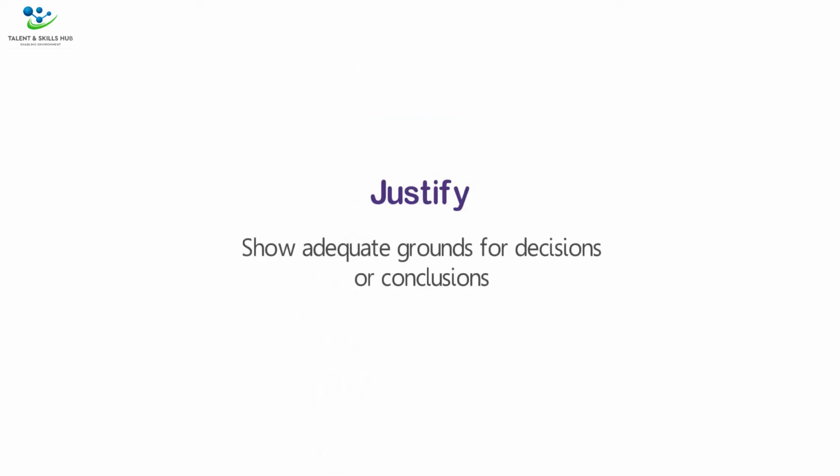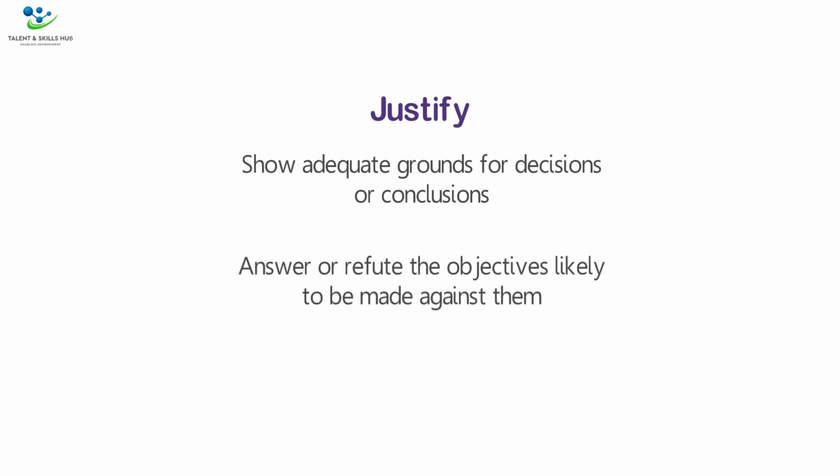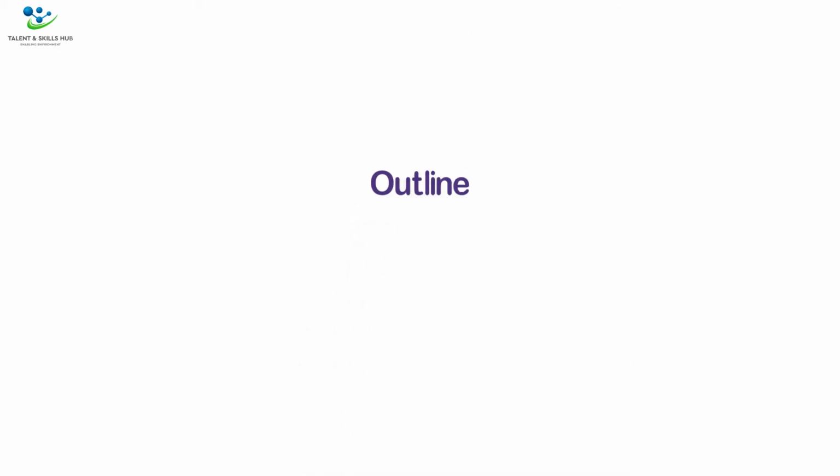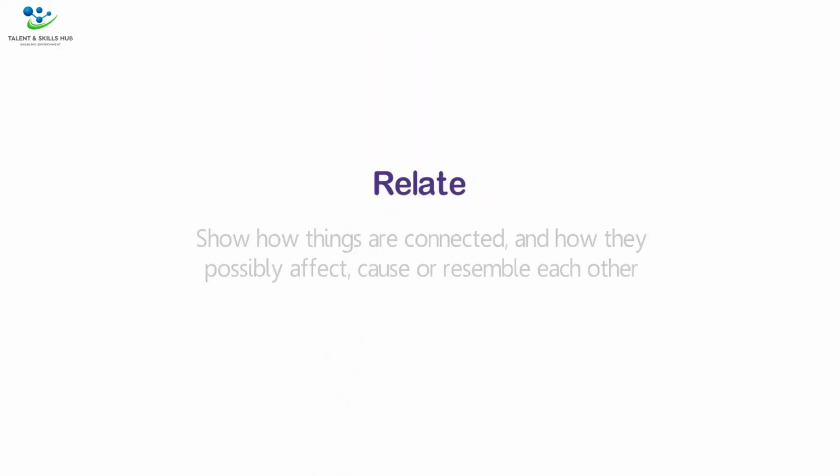Justify. Show adequate grounds for decisions or conclusions. Answer or refute the objections likely to be made against them. Outline. Give the main features or the general principles of a subject, omitting minor details and emphasizing structure or arrangement. Relate. Show how things are connected, and how they possibly affect, cause or resemble each other.